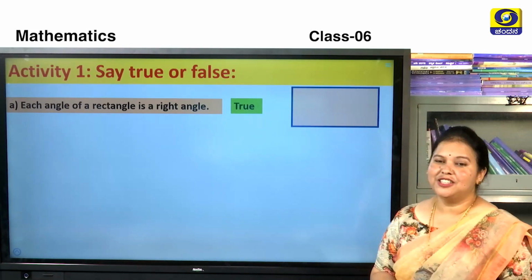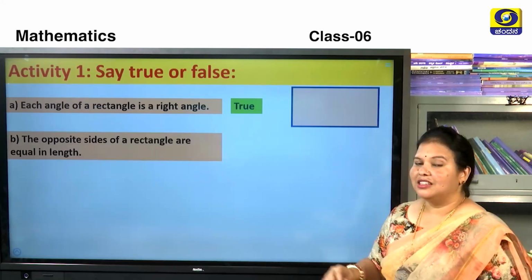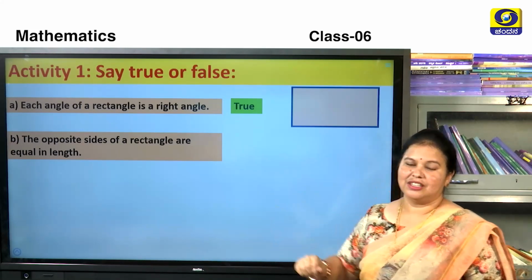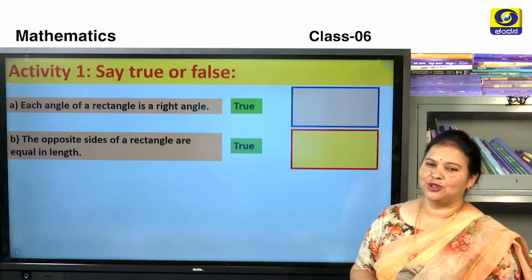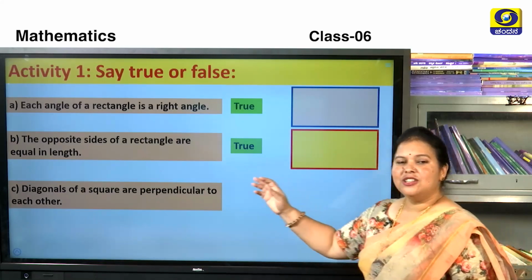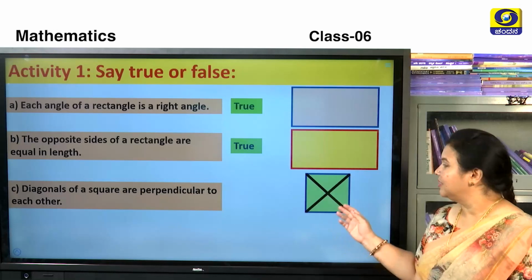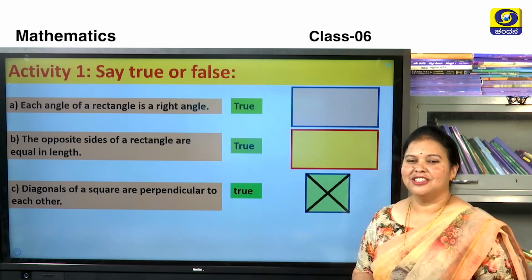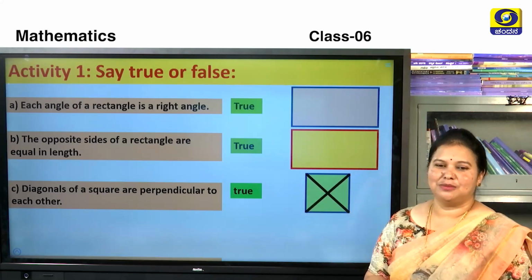Yes, it is true. We'll see the next statement. The opposite sides of a rectangle are equal in length. Is it true or false? Yes, this is also true. We'll see the next statement. Diagonals of a square are perpendicular to each other. Is it true or false? Yes, this one is also a true statement. We'll see the final statement.